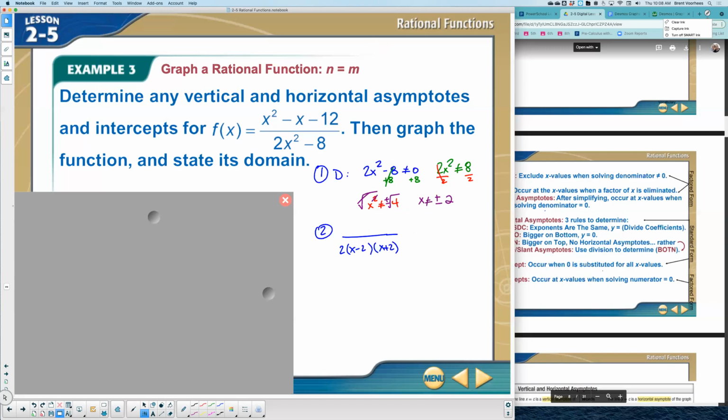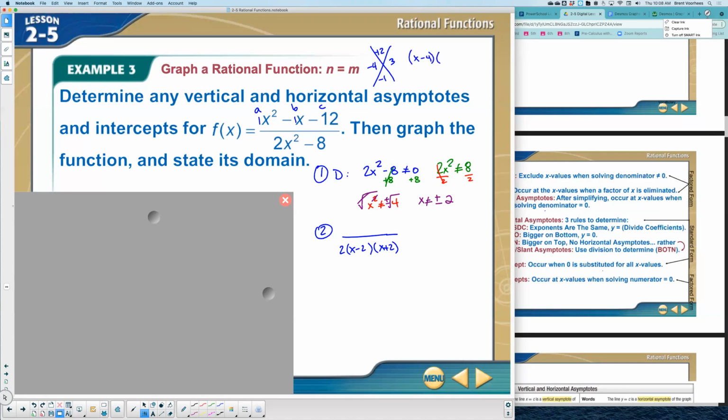The numerator, you would need to ask yourself, this is A, B, and C. What are factors of negative 12 that add up to be negative 1? Negative 4 and positive 3. Since the power of the A term is just a 1x squared, it just becomes 1x minus 4 and 1x plus 3. That's the factored form for the numerator.